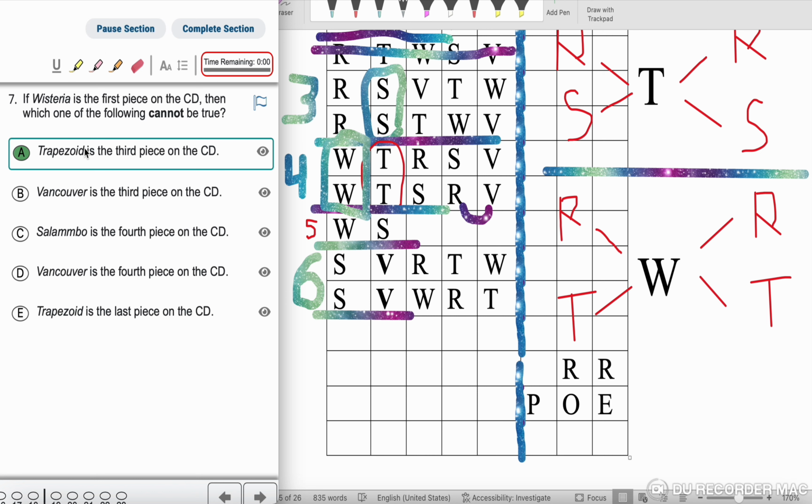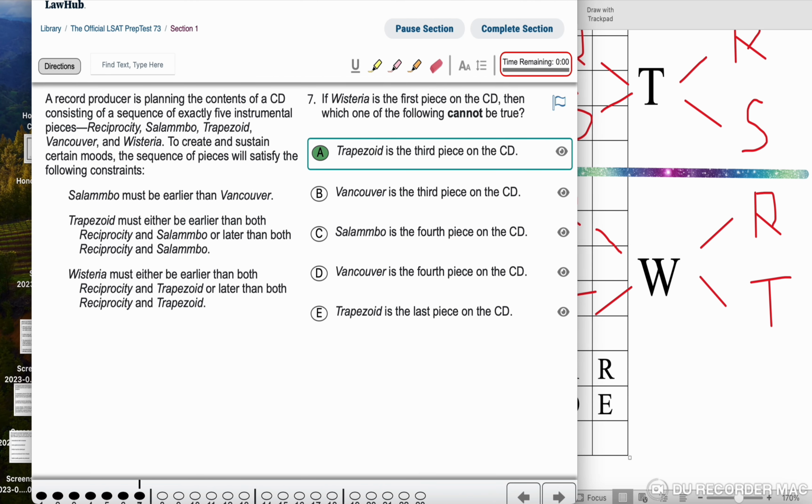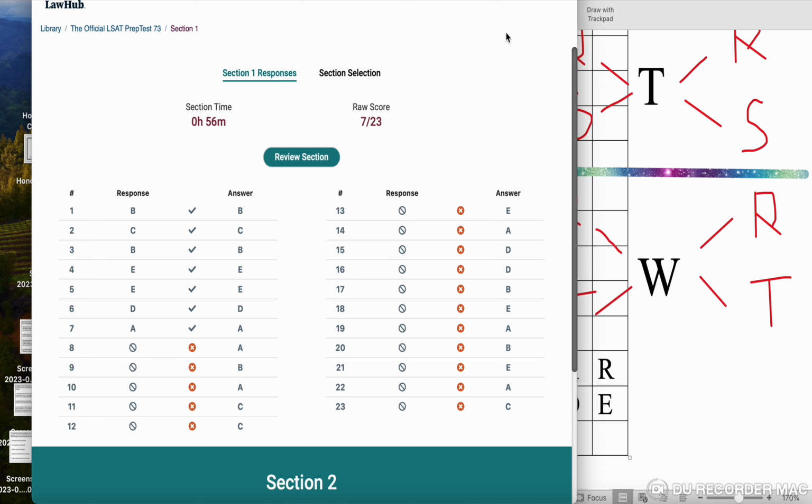And it's going to be answer A. T is in the third piece. So that's going to be it for the first logic game for Prep Test 73. Let's see how well we did.